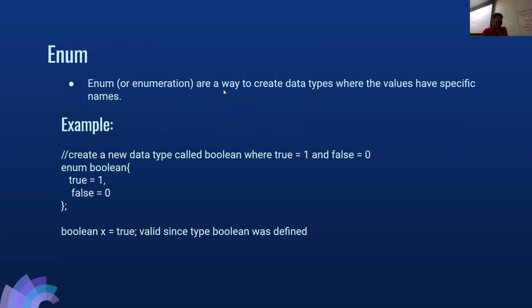So enum, right? Enum is just a way to create data types. As you can see here, I can put enum, call the data type Boolean, and we can specify, okay, if you type true, then that equals 1. If you type false, that equals 0. So you can do Boolean x equals true, or you can do Boolean x equals false. So you pretty much just created your own data type, which is pretty neat.